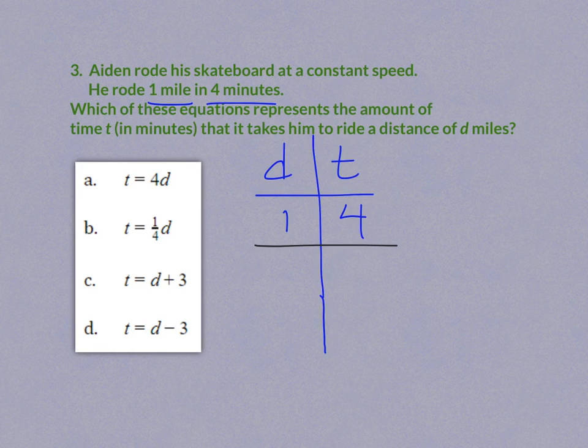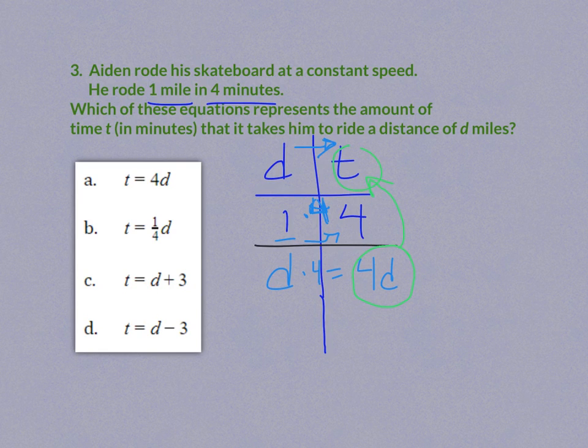So if there's a d on this side, what happens to d to get to the t? So remember, in this direction we always multiply. So I'm asking myself, what do I multiply 1 by to get to 4? Well, 1 times 4 is 4. So I ask myself, what is d times 4? D times 4, of course, is 4d.